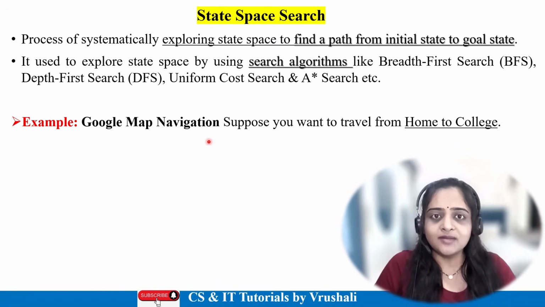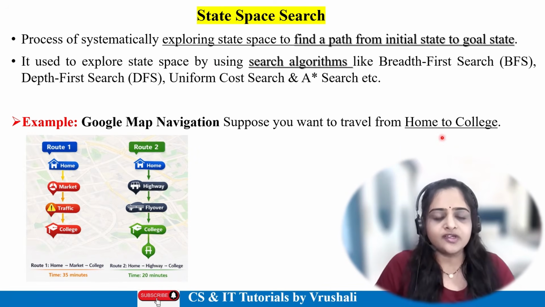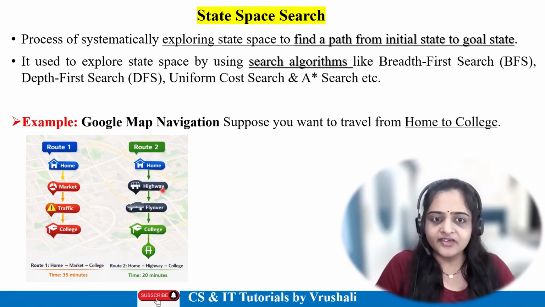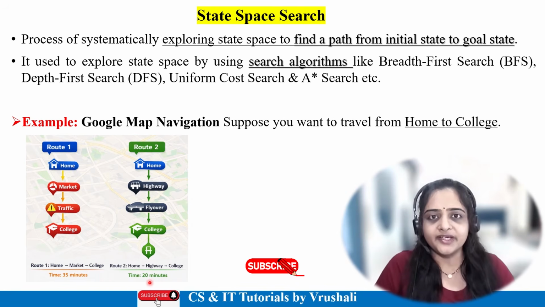Suppose in Google Maps navigation you want to travel from home to college. There are a total of two possible routes. The first route is home, market, where there is traffic, and after that college. This route 1 requires a total of 35 minutes. Now the second route is home, highway, flyover and then college. This second route requires a total of 20 minutes.